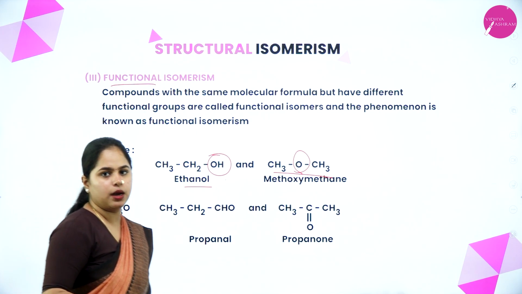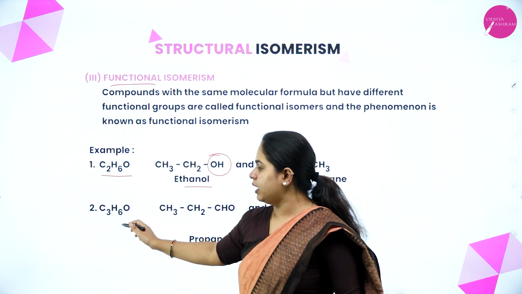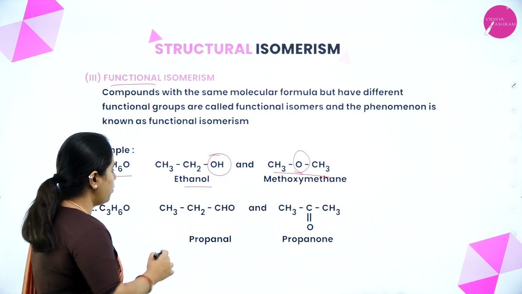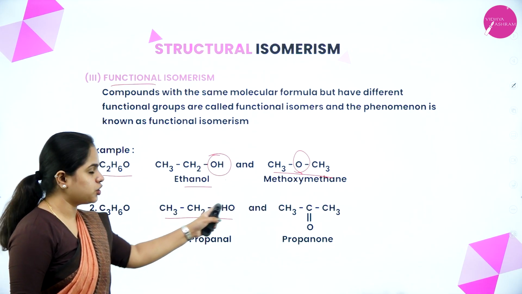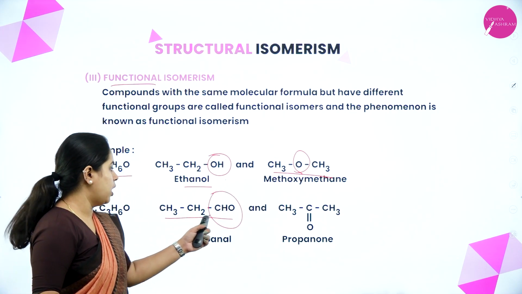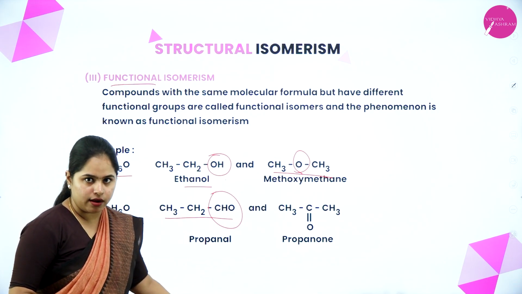Let's take one more example. As you can see here, C3H6O. The molecular formula is C3H6O. So one possibility is CH3, CH2, CHO. Now the functional group here is aldehyde. So how many carbon atoms are there? 3. So it is propanal, right?